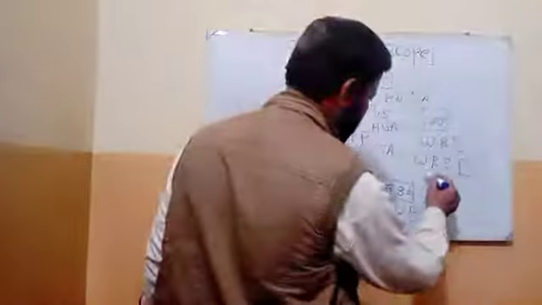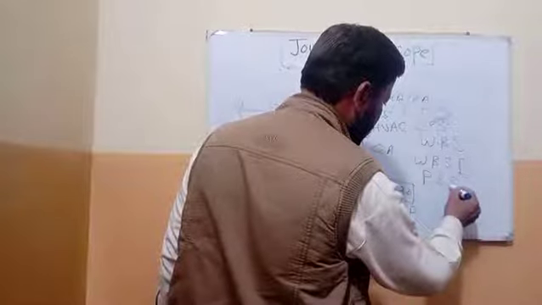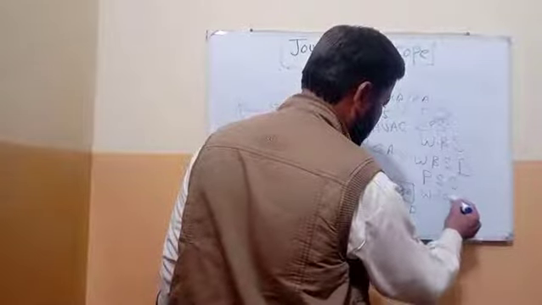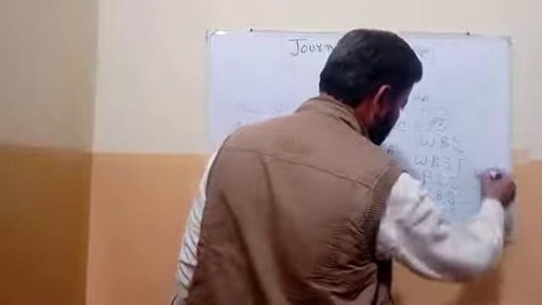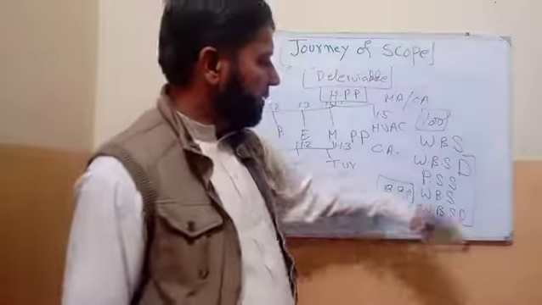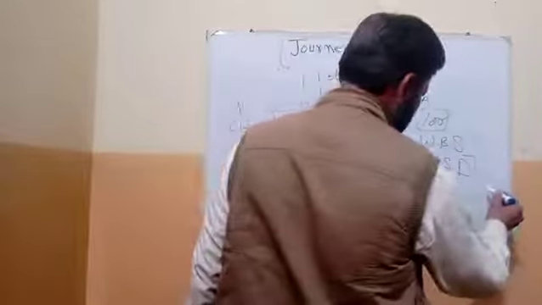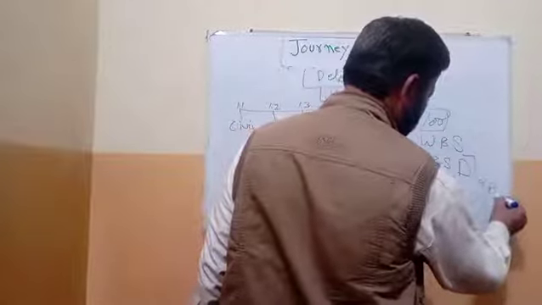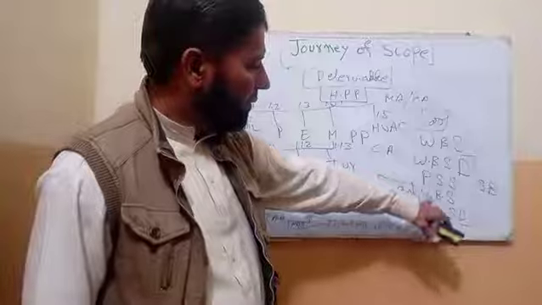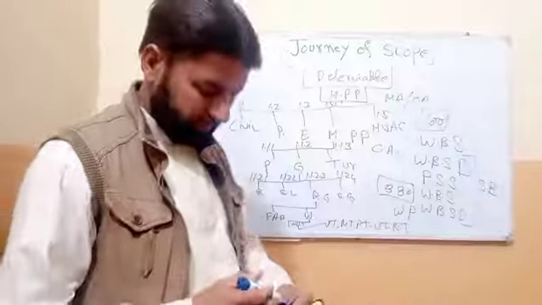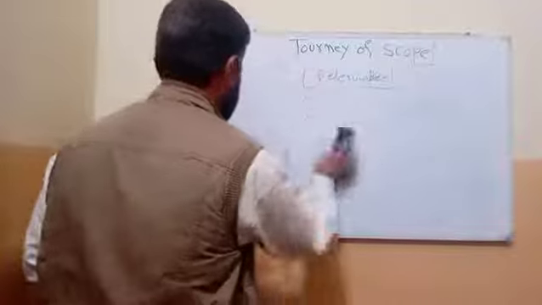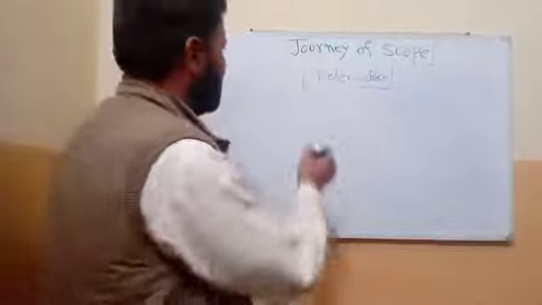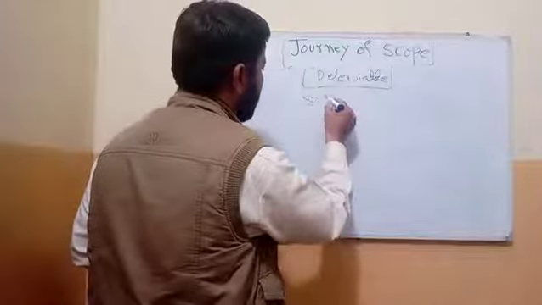Now we have 3 documents in our hand: the project scope statement, the work breakdown structure, and the work breakdown structure dictionary. The combination of these 3 we call the scope baseline, or project scope baseline. We got the scope baseline.